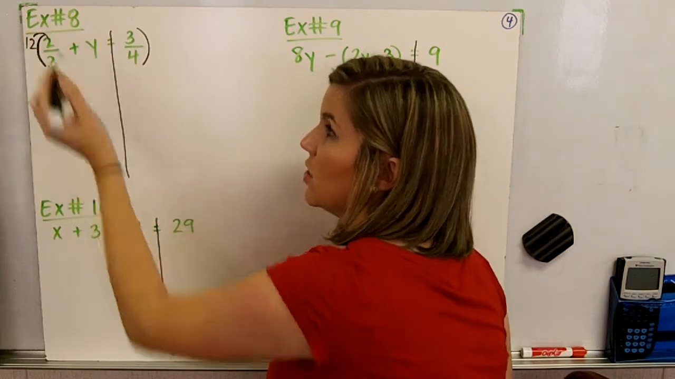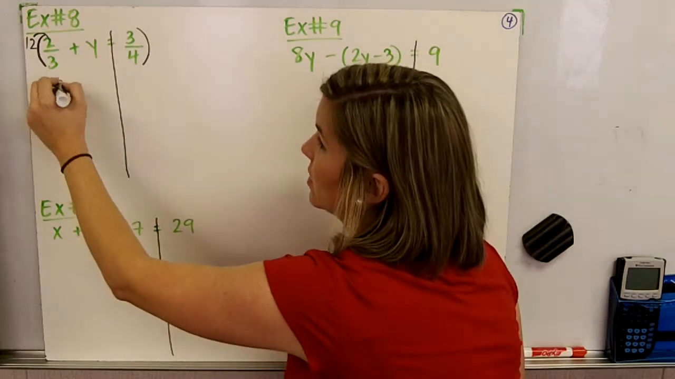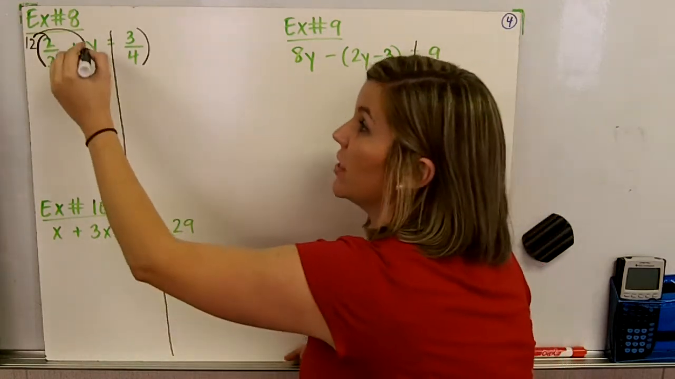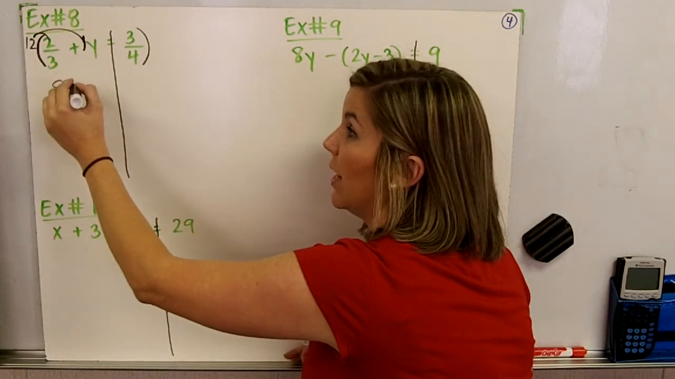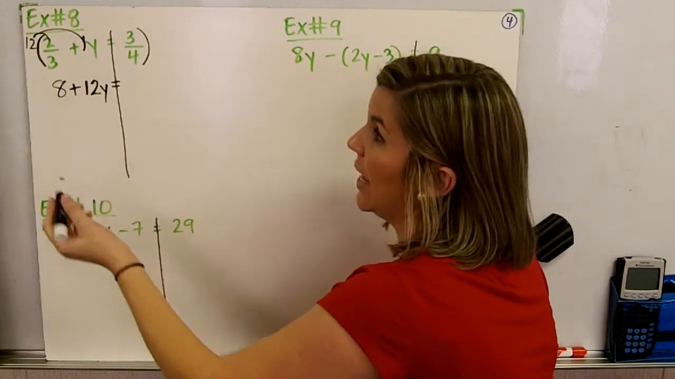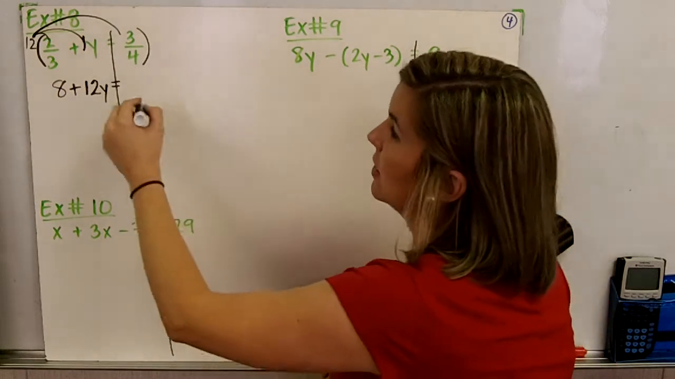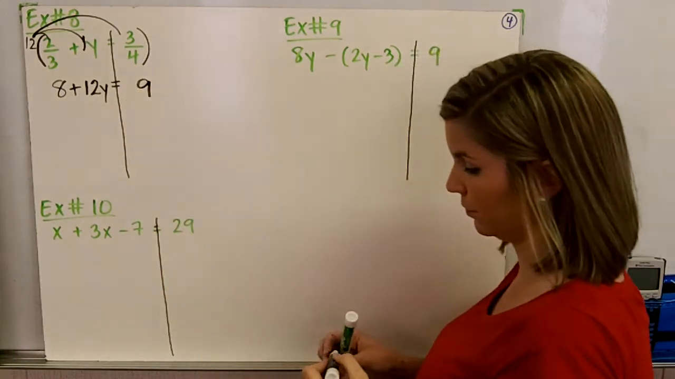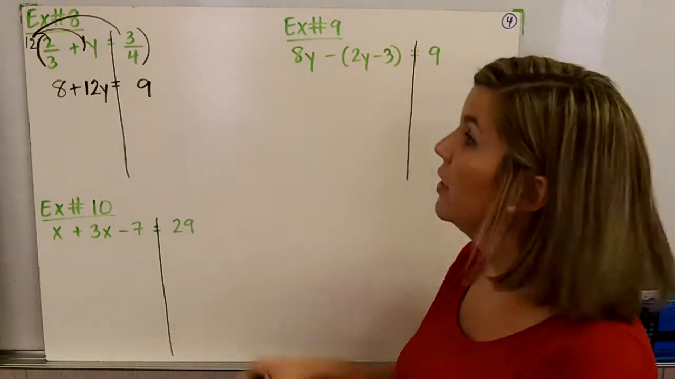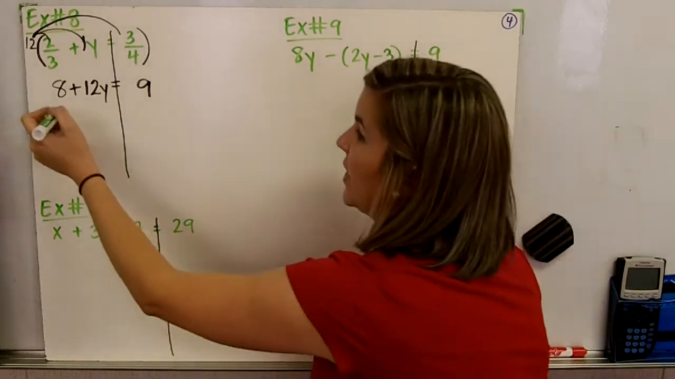So I'm going to multiply everything by 12. 12 times 2/3 is 8. 12 times y, well that's 1y, so 12 times 1y is 12y. And 12 times 3/4 is 9. Alright, so now we have a two-step equation. Let's get rid of the 8. Subtract 8 from both sides.